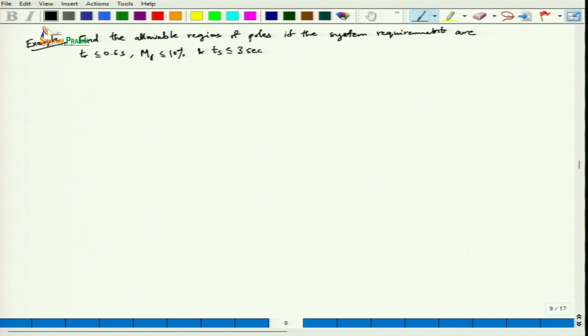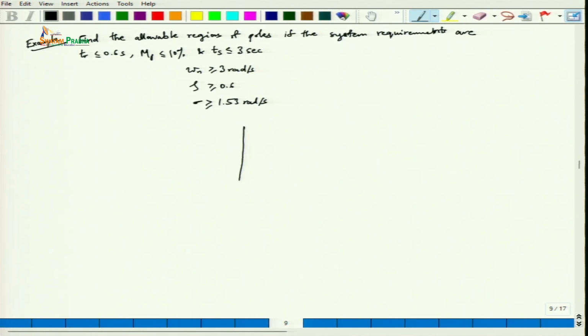So if we insert this into the different formulae which we just discussed, we can find that we need omega n to be greater than 3 radians per second, zeta to be greater than 0.6, and sigma to be greater than 1.53 radians per second.